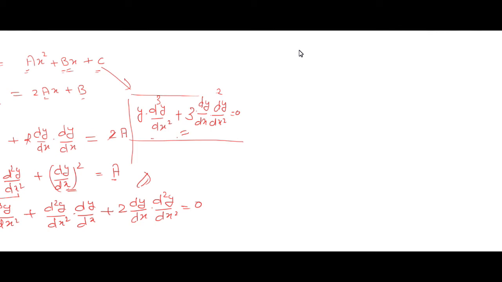So again we will do another example. Suppose you are given that xy equals a exponential x plus b exponential minus x plus x square, and you have to formulate the differential equation for this ordinary equation. So you have to remove these coefficients a and b. To remove these coefficients, we will differentiate this equation.